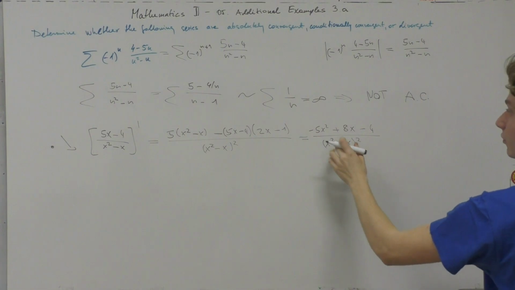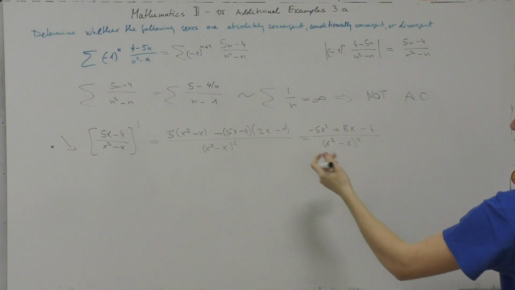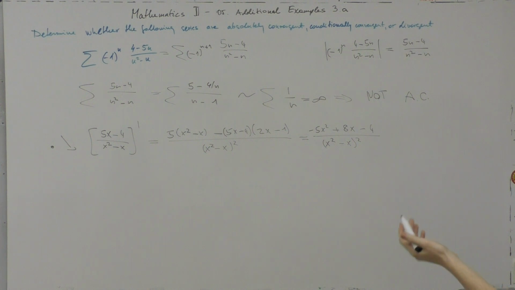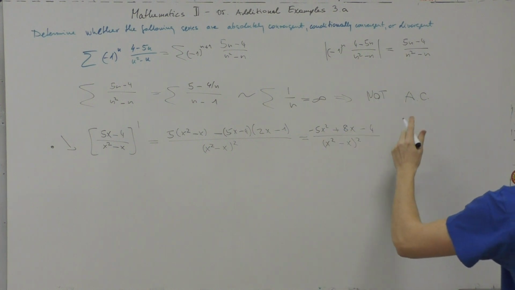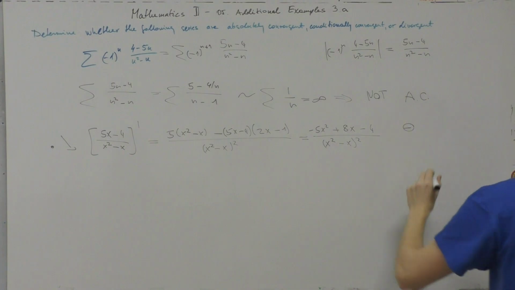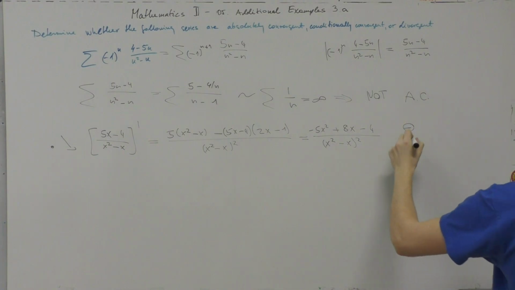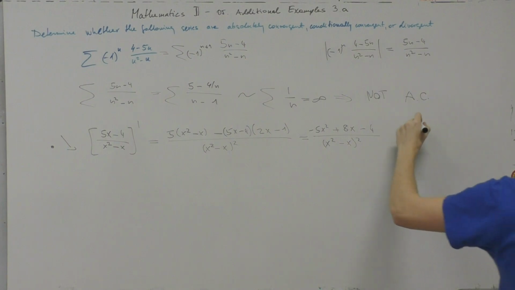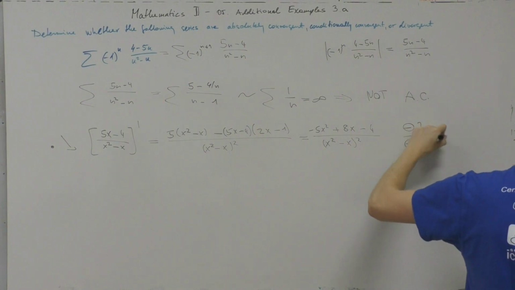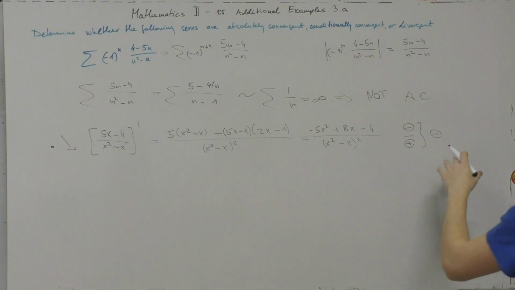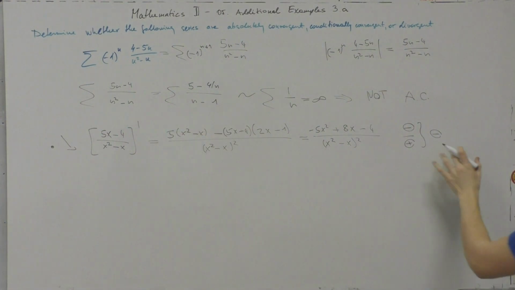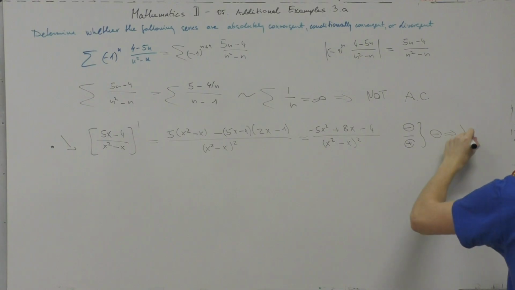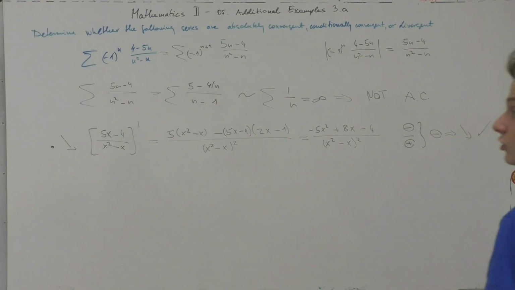Because here we have -5 times x^2, we know that for large enough x this is going to be negative, and the bottom is always positive. So we have negative over positive, which is negative. And because the derivative is negative, we know that the general term is decreasing, so the first condition holds.